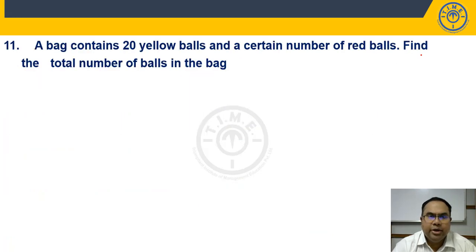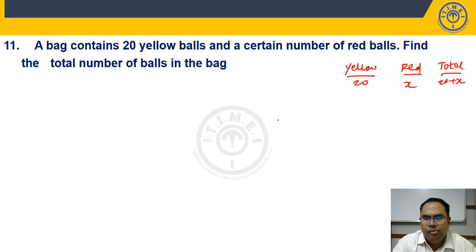First question on your screen, question number 11. A bag contains 20 yellow balls and a certain number of red balls. Find the total number of balls in the bag. So yellow balls 20, red balls we don't know, let us take it as X. My total balls would be 20 plus X. Now we have to find out the 20 plus X value, total balls.